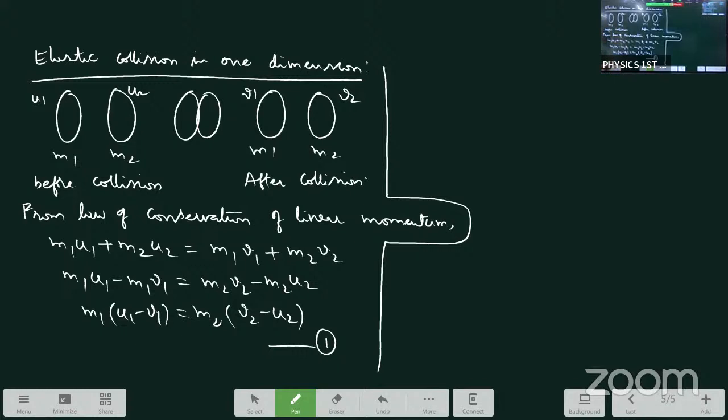Next, we go for the law of conservation of kinetic energy. We'll get another equation of the same kind from the law of conservation of kinetic energy.